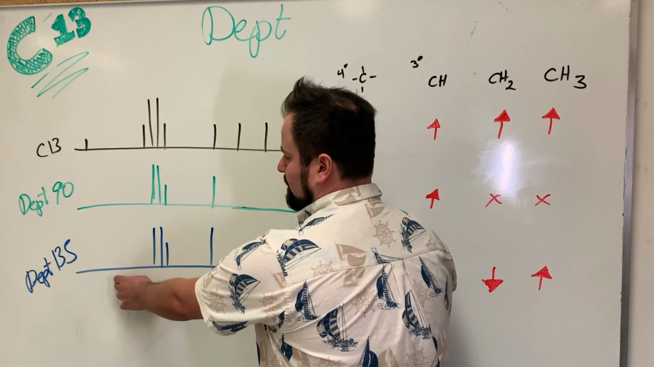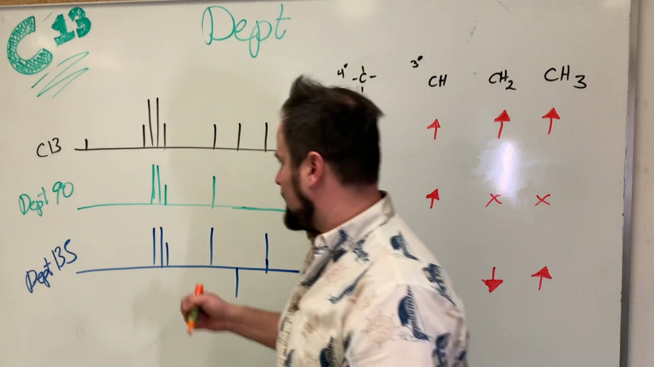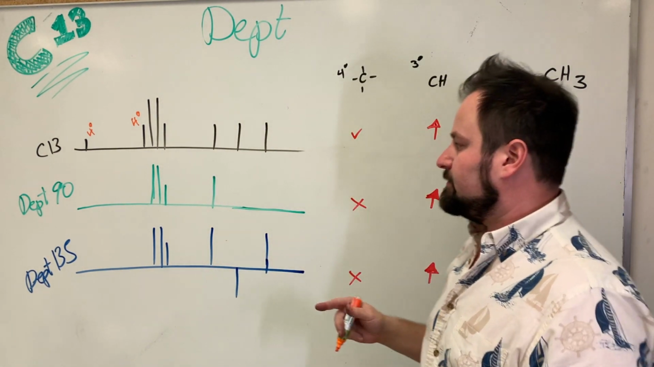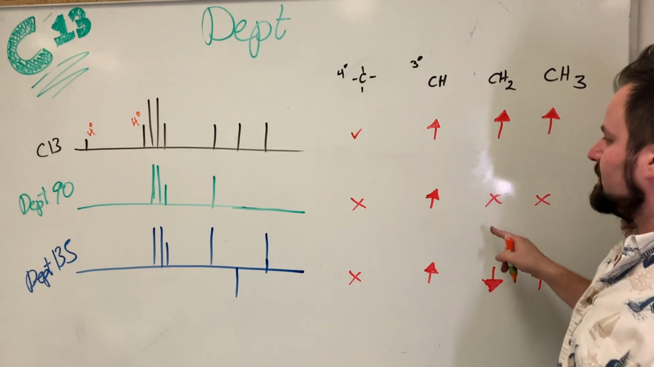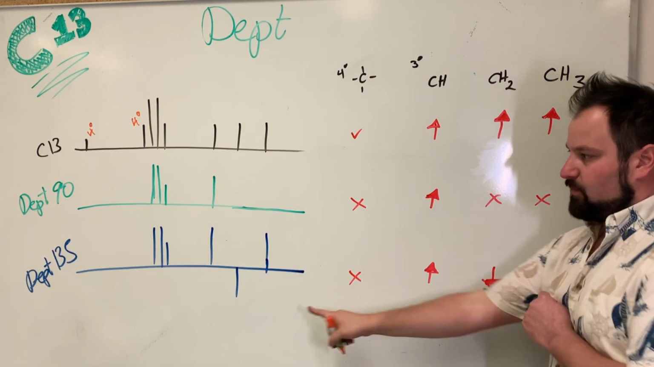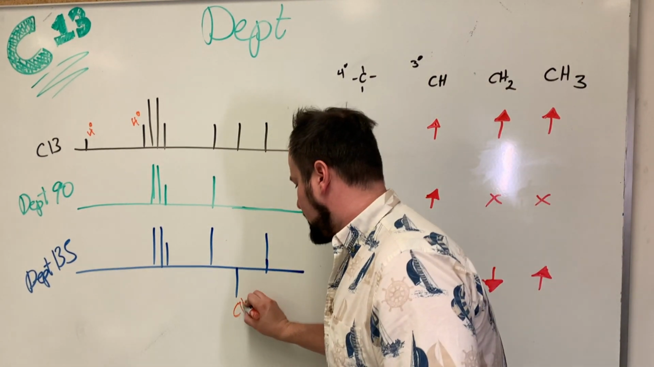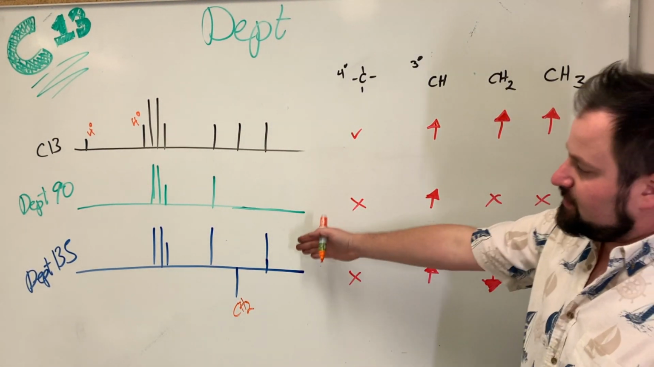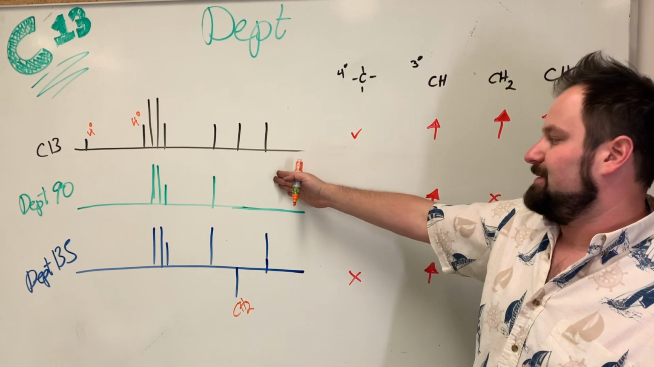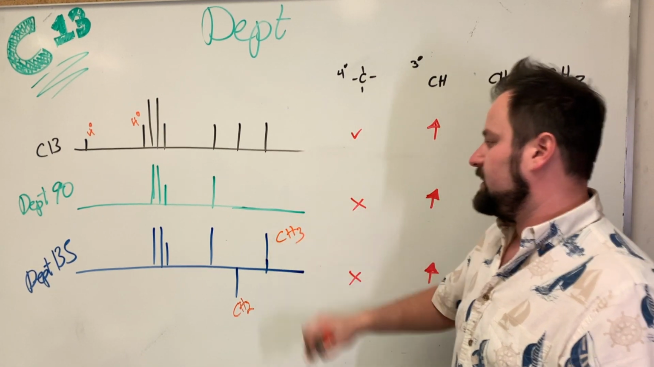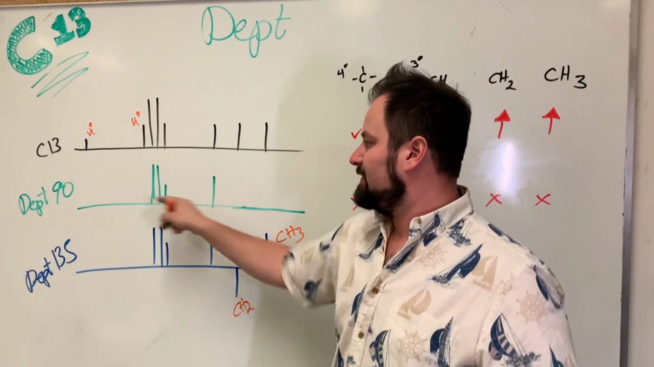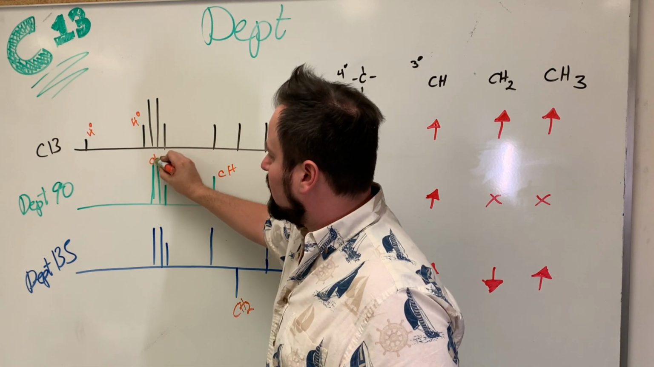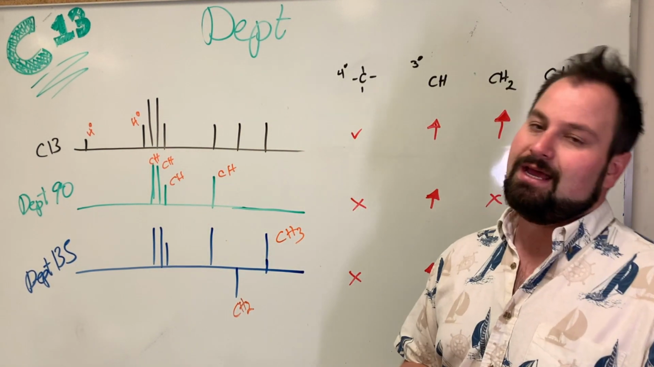So if it's only missing from 135, then that means it's a quaternary. That means that that one is a quaternary and this one is a quaternary. If it's down in the 135, then that's definitely a CH2, no question about it. If it's present and up in the 135, but absent from the 90, that should be CH3, which means everything that's left here that's only in the 90, those are all CHs. That tells you a lot about a molecule and allows you to figure it out.